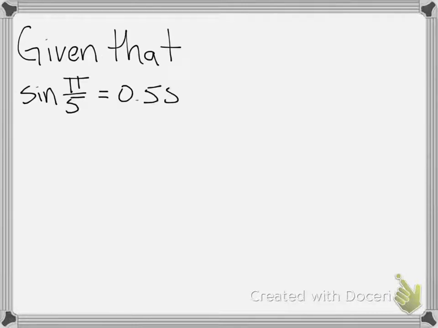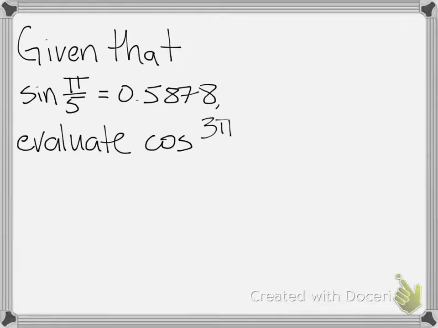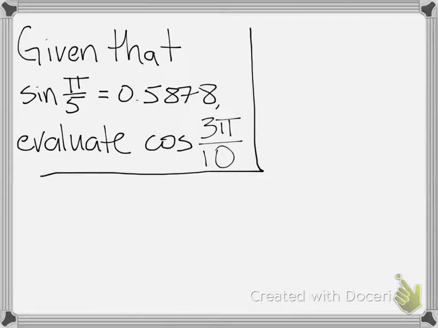So I just wanted to do a quick example of a question that you might see. So watch this video if you need an example. If you can do the questions, then go ahead and do the questions. So, given that sine pi by 5 is 0.5878, evaluate cosine 3 pi by 10. So we're given one value and we want to figure out another value.